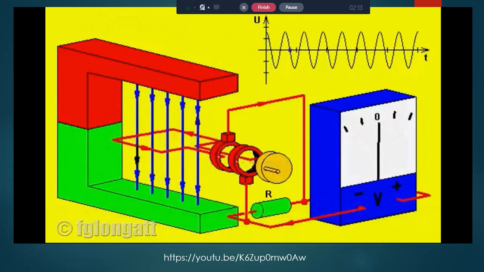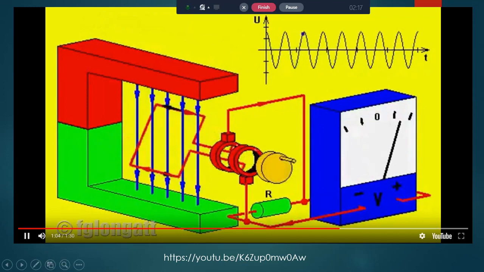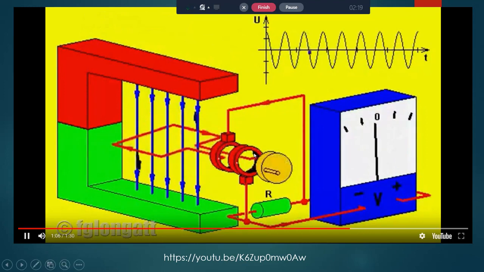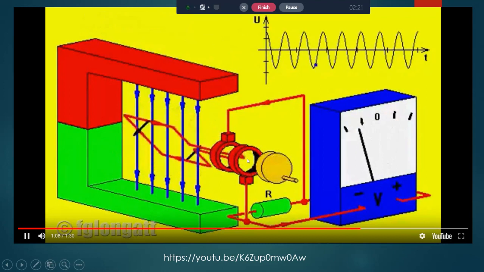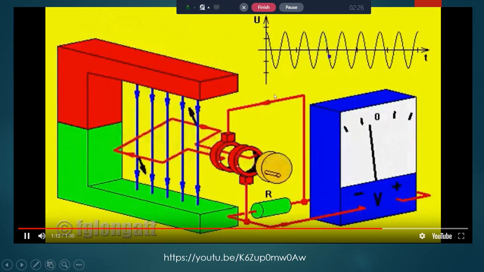So this is the basic model of what you can get in the process of generation of AC, that is alternating current. This is the galvanometer, this is the shaft, and this is the circuit connection.